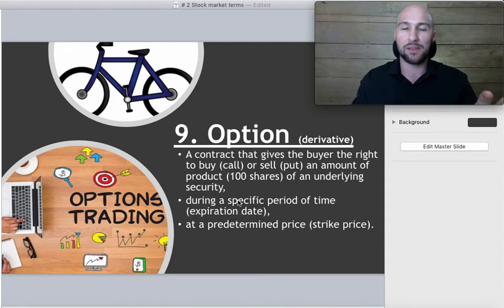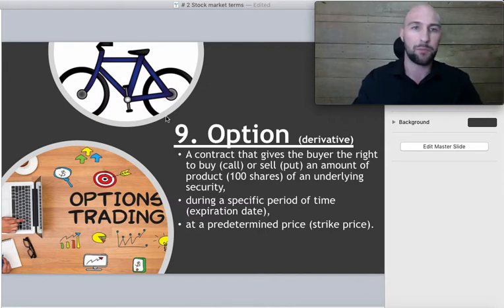It's a little bit detailed, but we're just going to scratch the surface here. An option is the right to buy something during a specific period of time, called the expiration date, and at a predetermined price, called a strike price. So if this is the first time you've ever heard of options, let me explain how a call option works. You have the right to buy something from somebody, right? But you have to pay them for that.